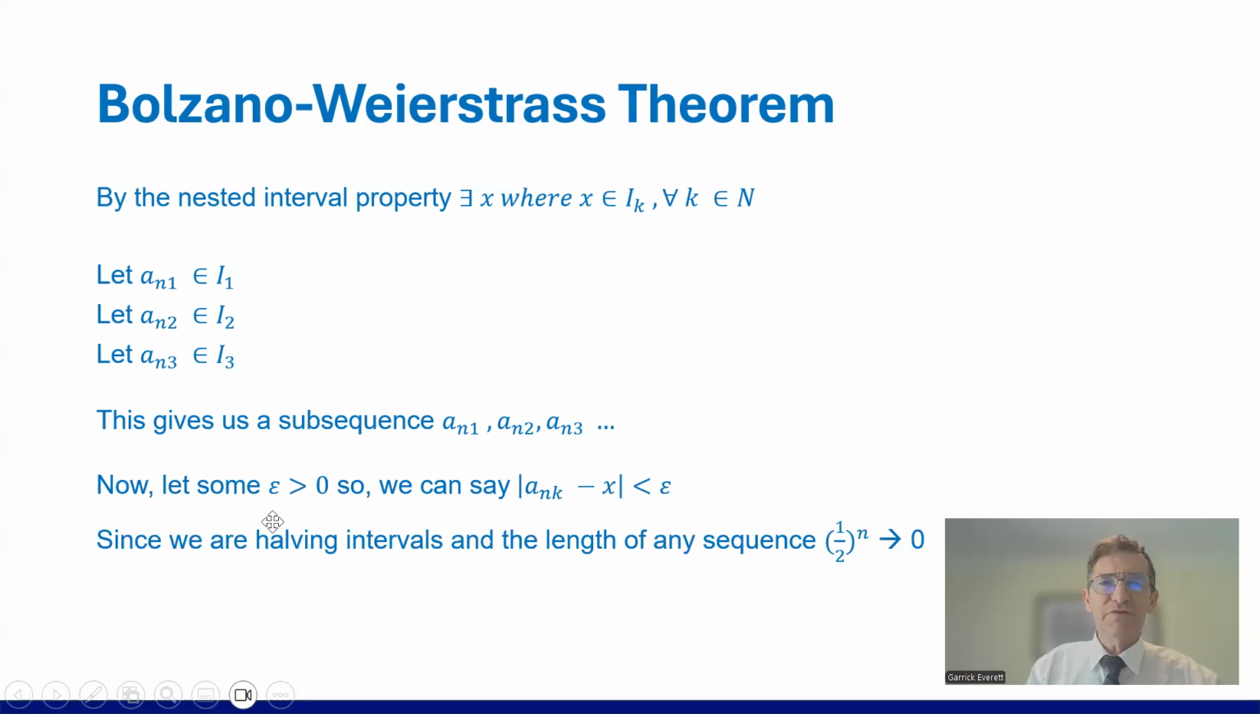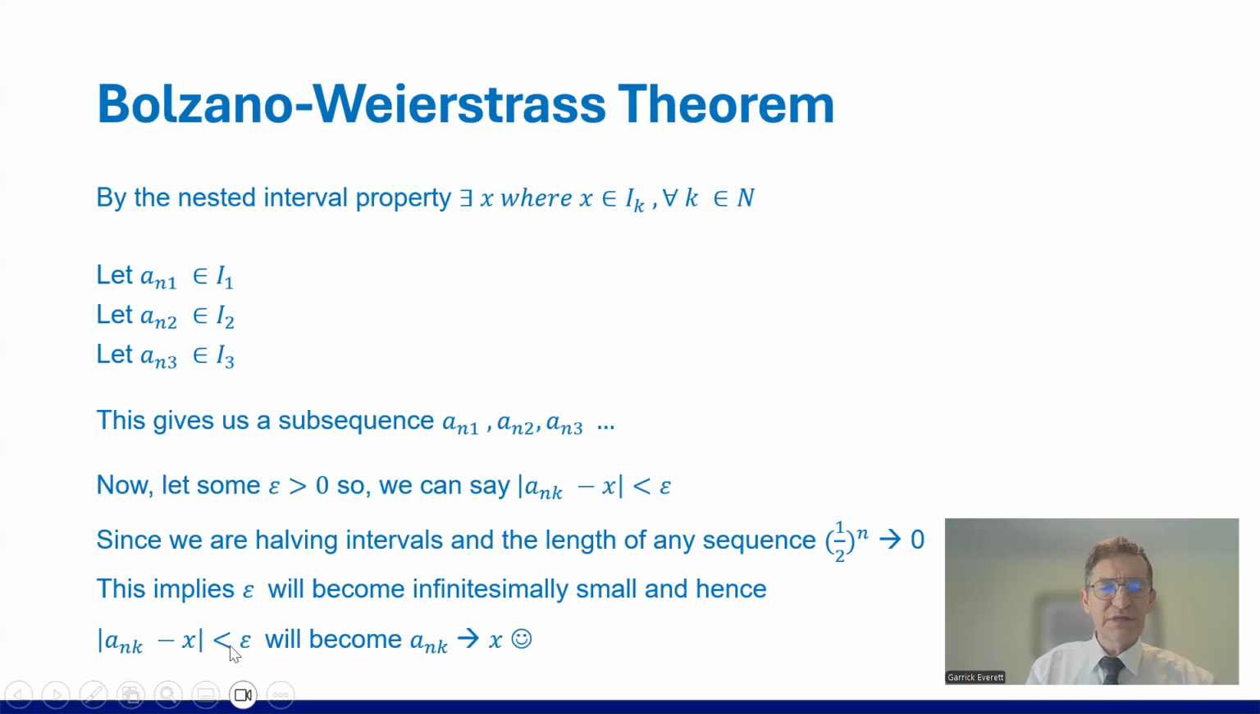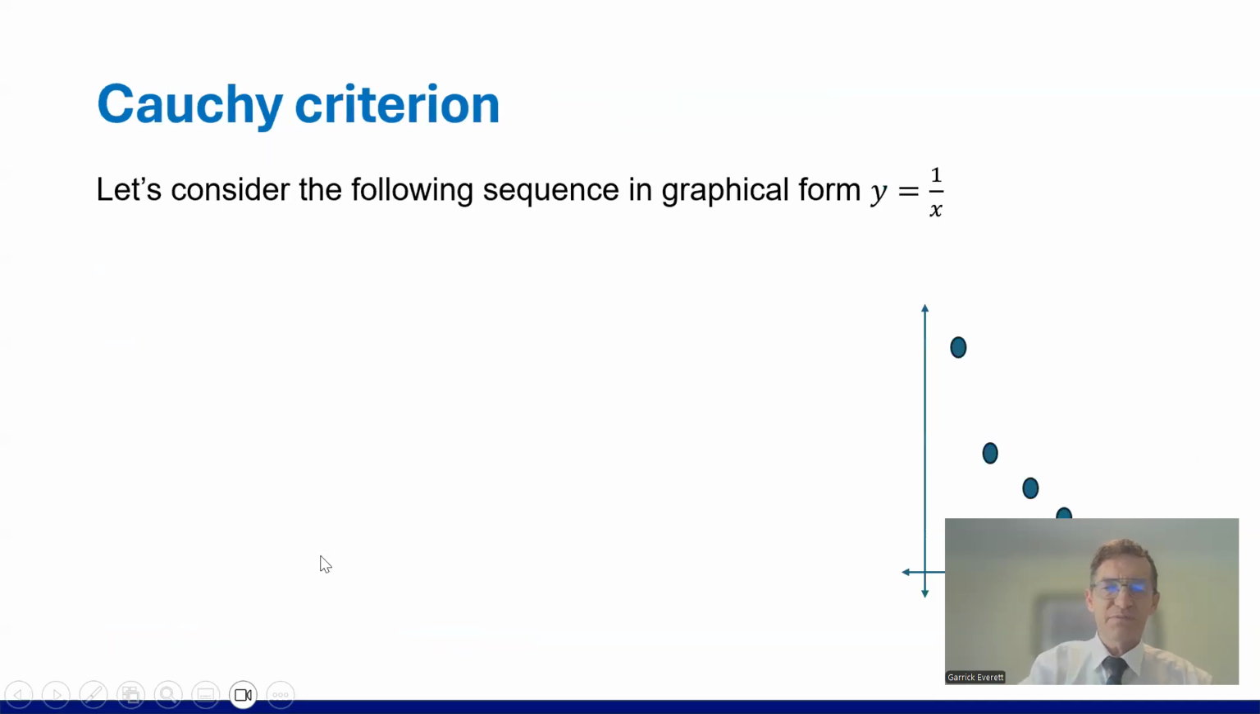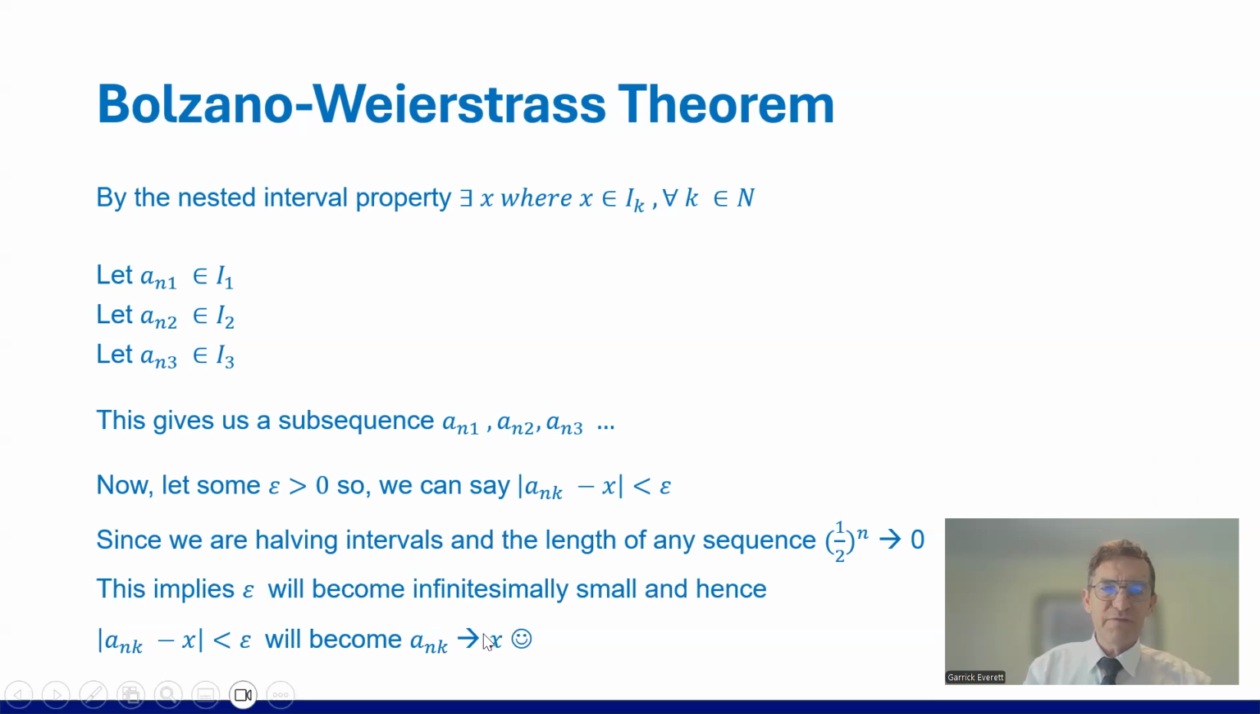So since we're halving intervals, remember the picture, and the length of any sequence of a half to the n approaches 0, this implies epsilon will become infinitesimally small, really, really small. And therefore, a_nk minus x less than epsilon will become a_nk approaches x, because these will have to approach each other, because this is getting close to 0. So these will have to get near each other. And that's it, we're done. That proves it. That is a proof of the Bolzano-Weierstrass theorem.